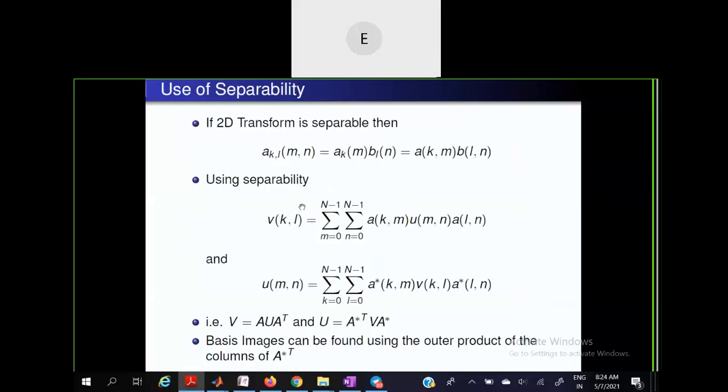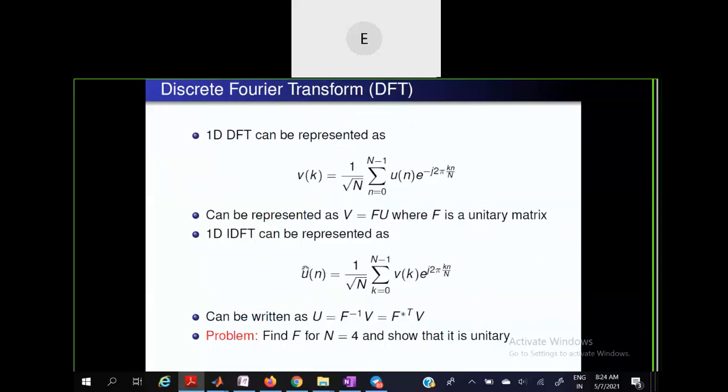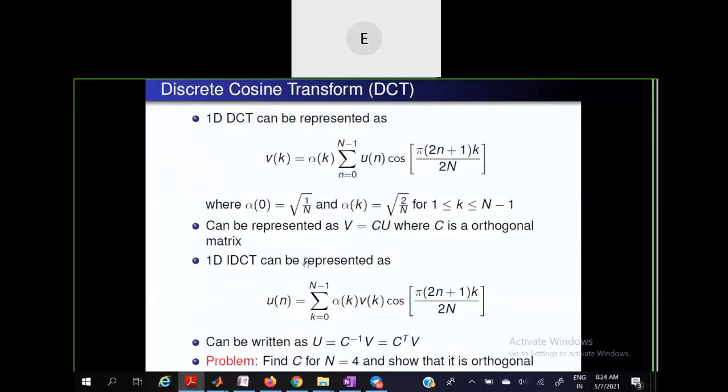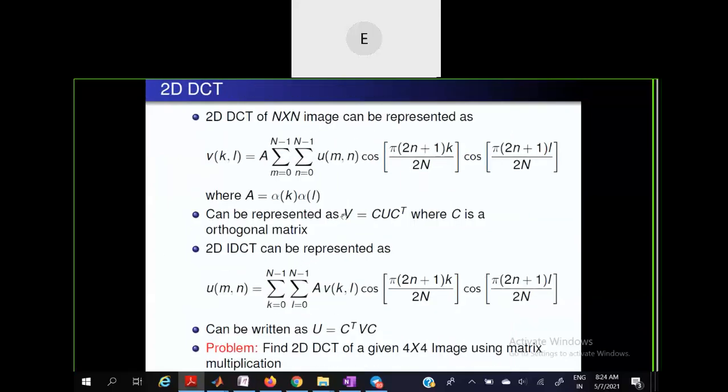Okay, when I use separability, I can write the forward transformation by using a matrix equation like this, where the matrix A is actually a one dimensional matrix. So here again, same thing. Since I already know how to write the one dimensional discrete cosine transform matrix, I can use that. So C into U into C transpose.